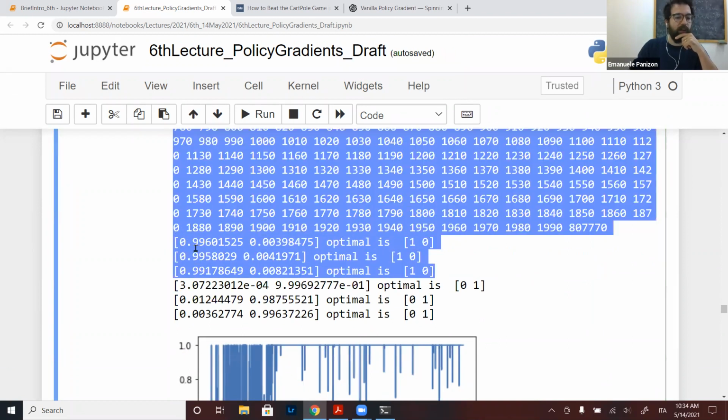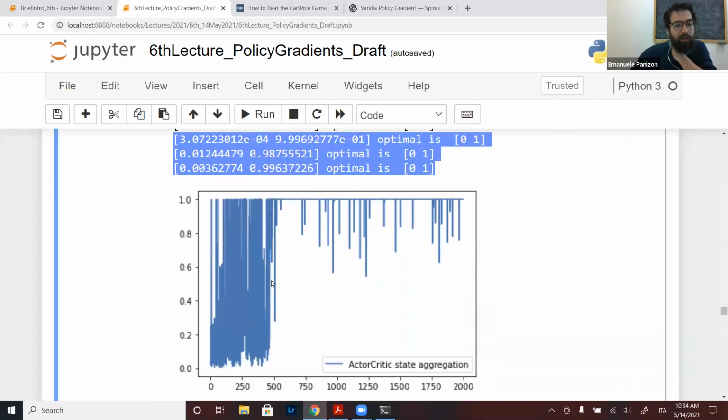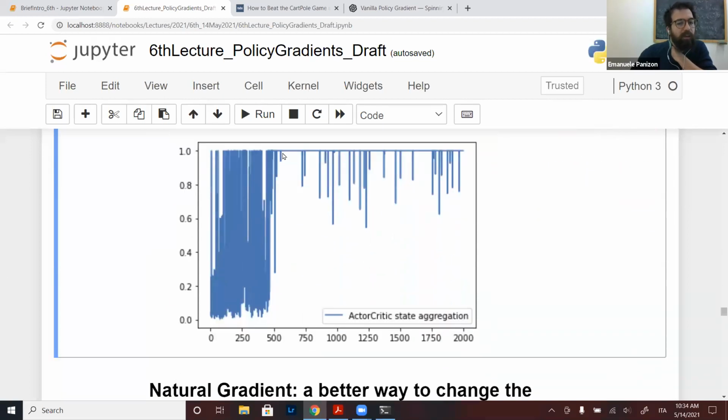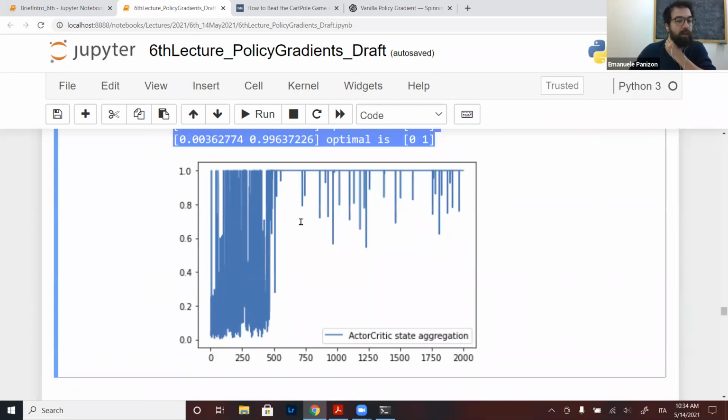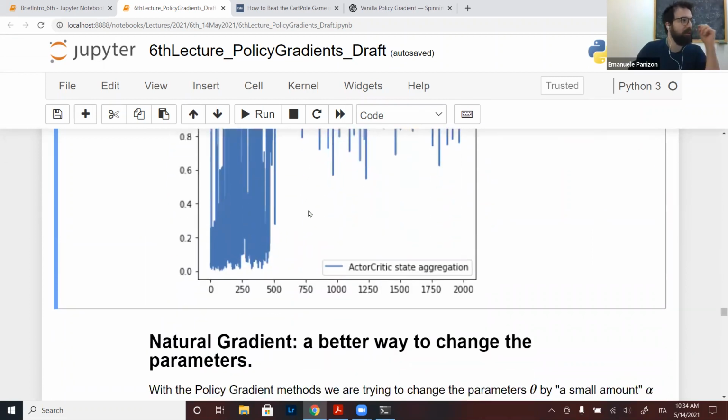The first three are almost all 1.0 with less than 1% of error, also the other three. Indeed, the result is a very nice, stable, almost optimal solution. From 500 episodes onwards, almost all episodes end not because my pole has fallen, but because time has run out. I hope you can appreciate that actor critic is very simple.